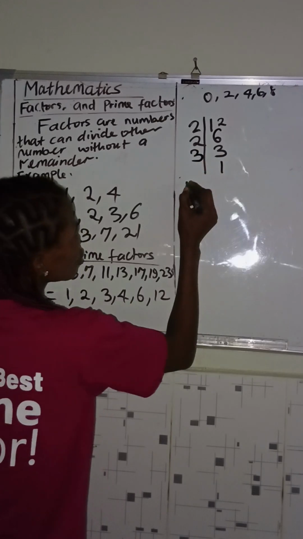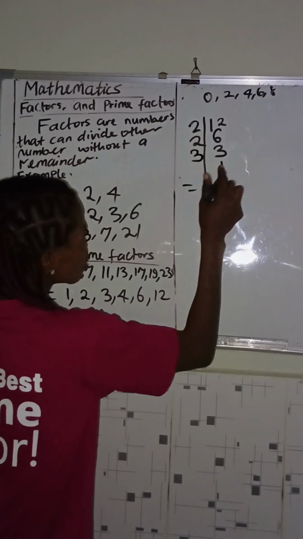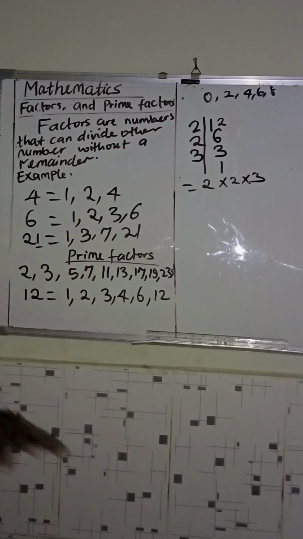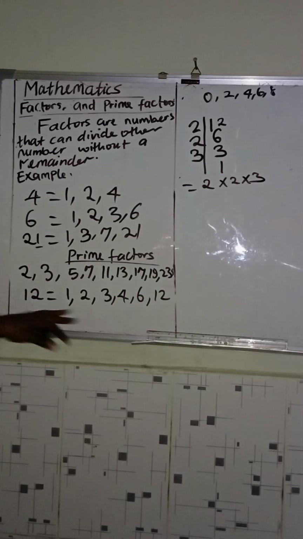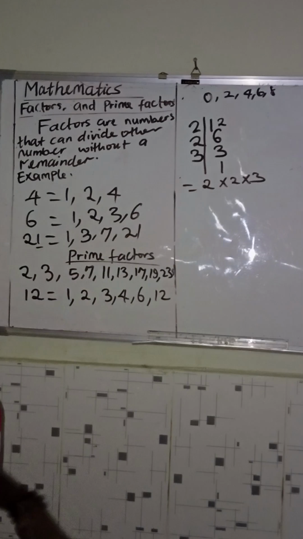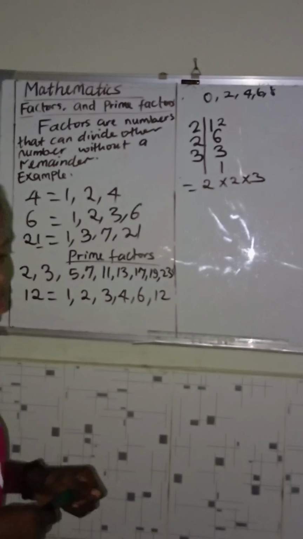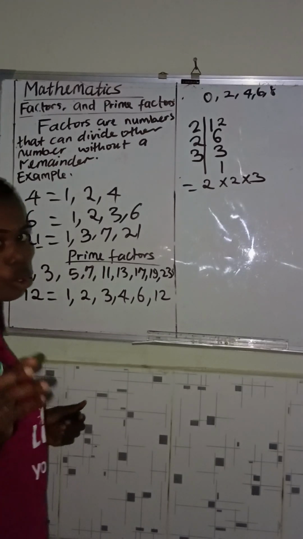You got 1 here, so the prime factor for 12 is 2 multiplied by 2 multiplied by 3. Even though the ordinary factors of 12 are this, the prime factors of 12 are this. Do you understand? 2 multiplied by 2 is 4, 4 times 3, and that's 12.